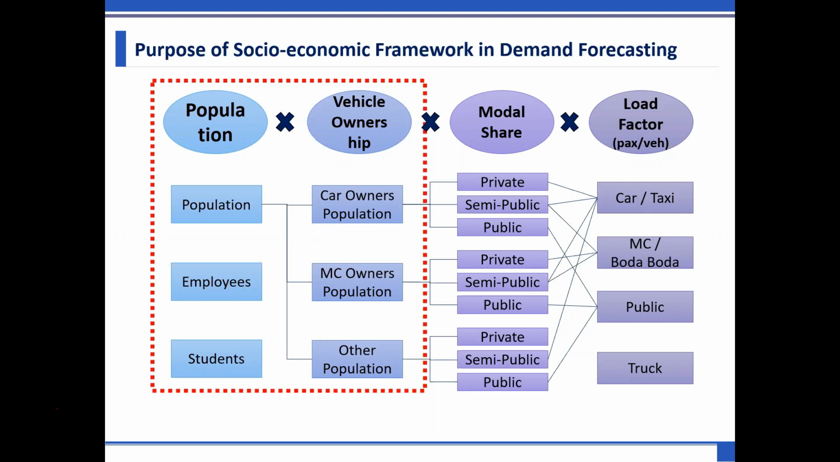For example, there are 100 people, with 40 car owners, 30 motorcycle owners, and 30 non-owners. Among them, the modal share, how many percent travel by private car, how many percent by boda boda or taxi, and how many percent by public transport, bus transport, must differ among the vehicle ownership groups. And these traffic volumes are summarized, so the number of trips by transport mode can be estimated.